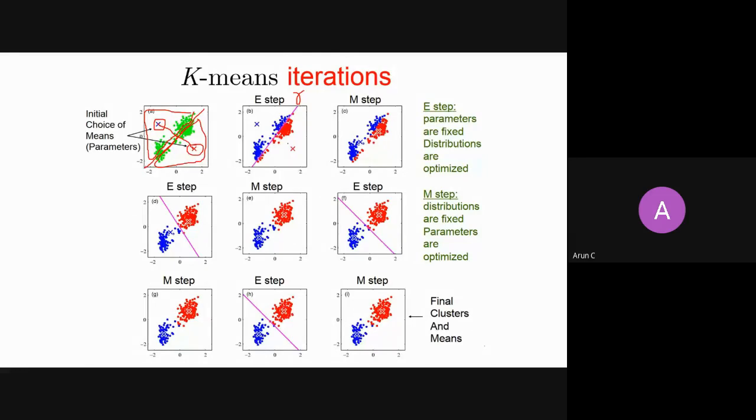Then we need to calculate the mean. You just average all these red points, and because the density is heavy on this side, your mean will shift somewhere here. Similarly for blue, most of the points fall on this side, so your mean will come here, right? This is your one iteration. This one iteration is done.